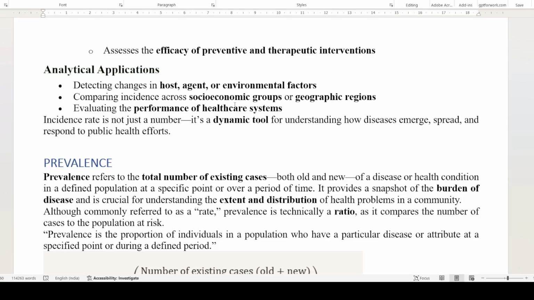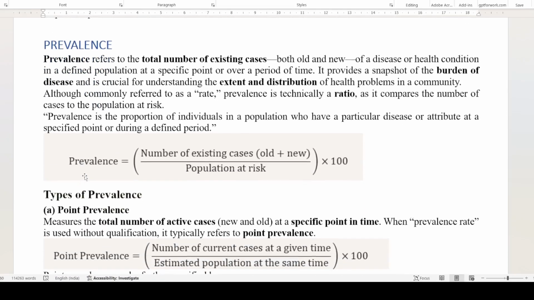We can compare the incidence across socioeconomic groups and geographical regions, and we can also evaluate the performance of healthcare systems. Next one is prevalence. Prevalence means total number of existing cases, which means old plus new cases that come into a defined population at a specific period of time. So it provides a snapshot of the burden of disease, and it is crucial for understanding the extent and distribution of health problems in a community.